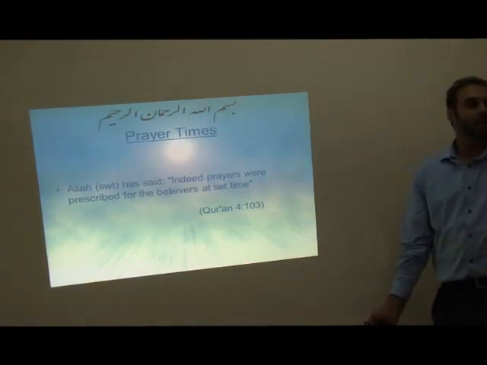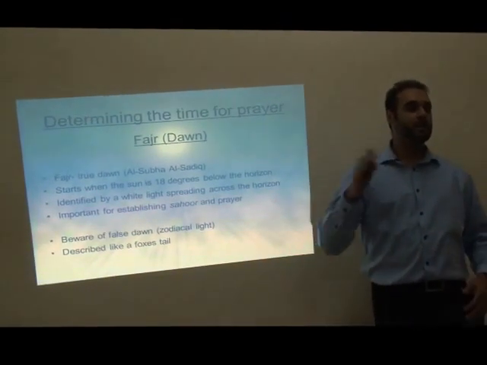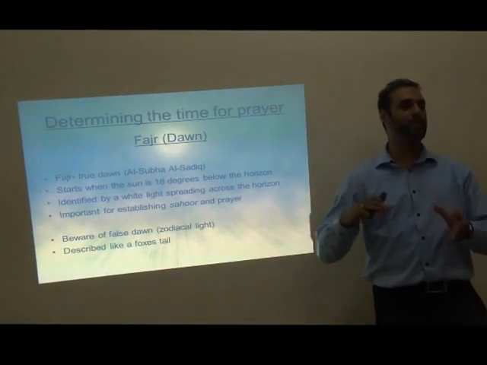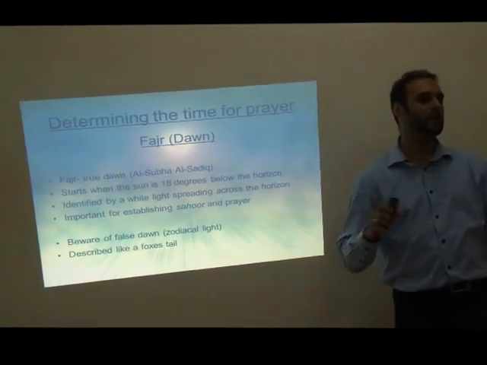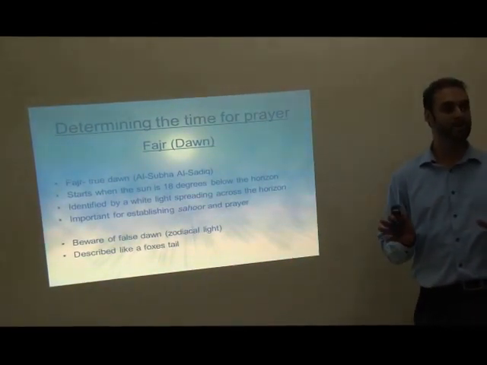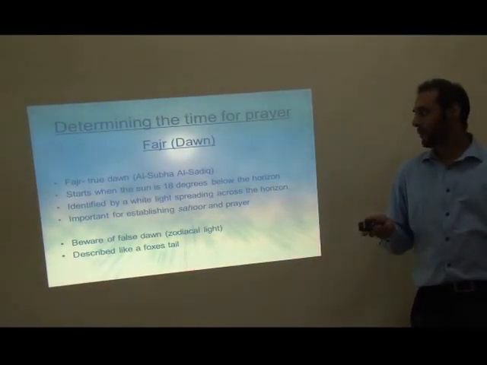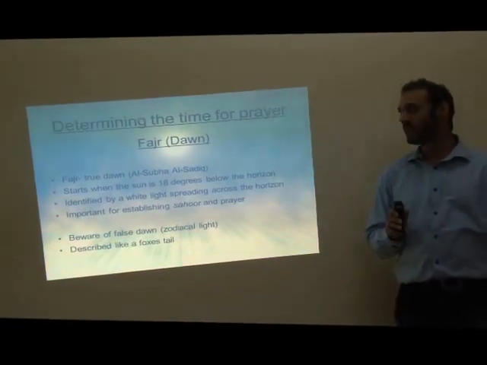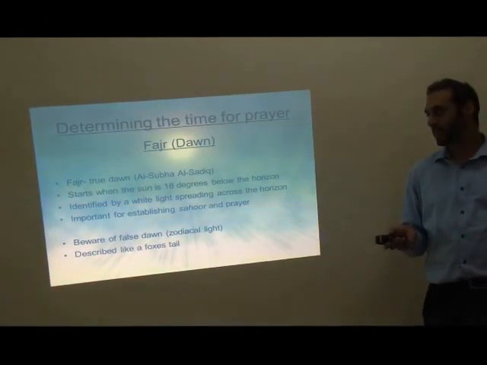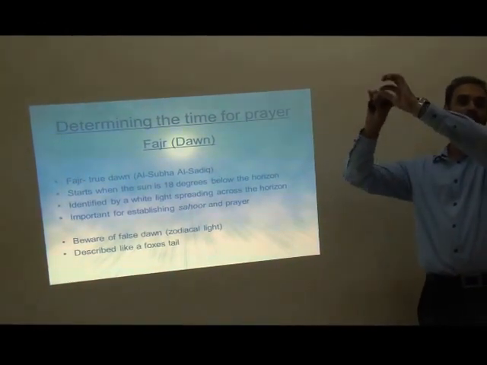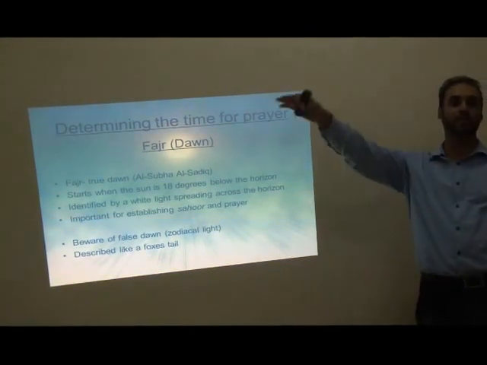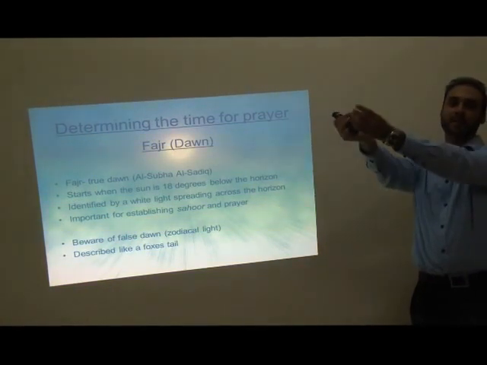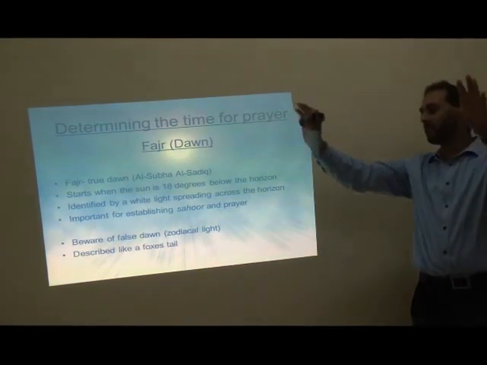Okay, so from the beginning I'm going to start by defining the prayer times. I know most of you know the times for Salah, but I need to do this to build up the issues regarding the different opinions regarding Salah times. So Fajr Salah starts from true dawn, as-subh sadiq, when the sun is 18 degrees below the horizon, and it's identified by a white light that spreads across the horizon. So if you're observing Fajr, you'd see the whiteness appear and spread across the horizon. That's the time for Fajr.